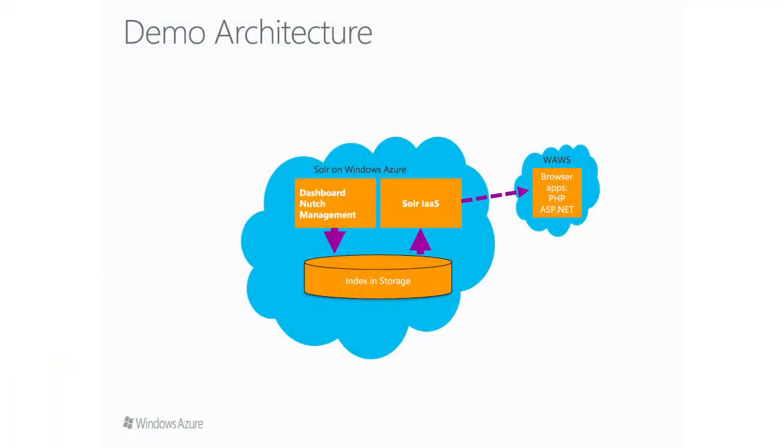So, how do we make this work? We've got a dashboard and Nutch management over here. And then we've got Solr, IaaS, infrastructure as a service. We've got an index and storage. And over here, in what we call Windows Azure website, which is a middle tier, you've got browser apps, PHP and ASP.NET, which are deployed from some tools that we have called WebMatrix. But you can also deploy them from GitHub and some other things. I'll show you that as well. The top tier is a browser.